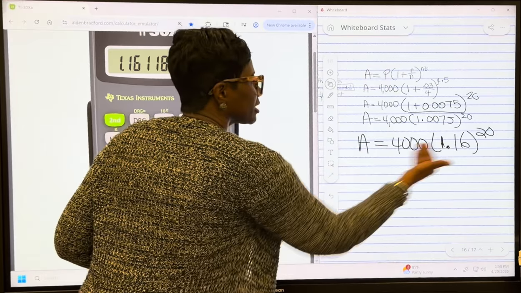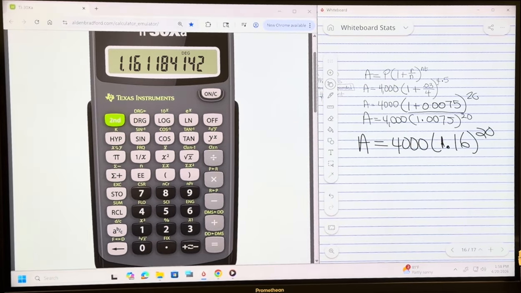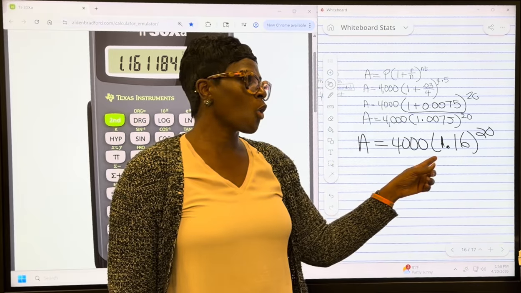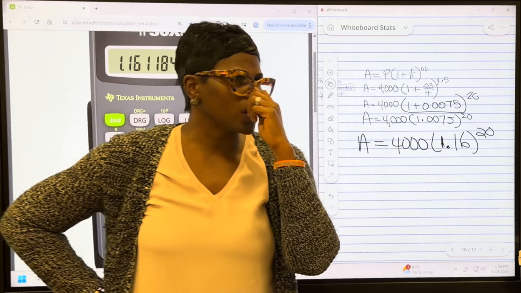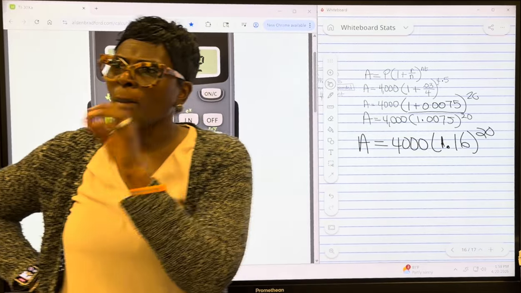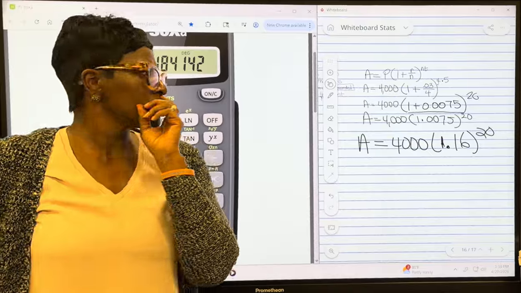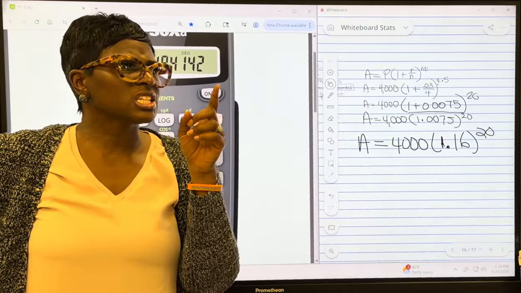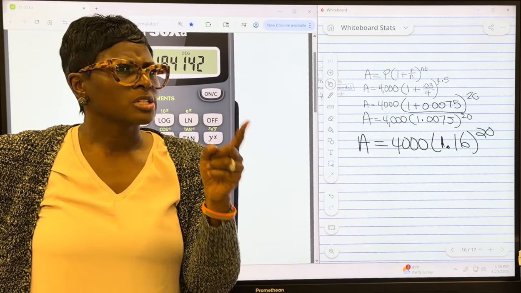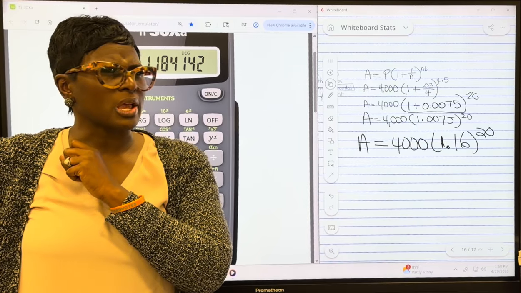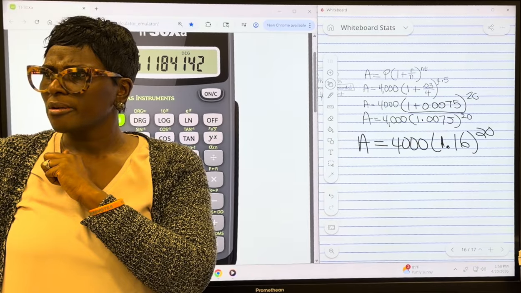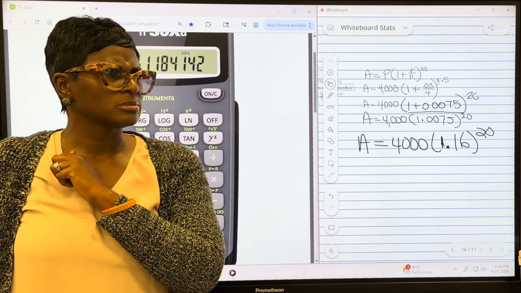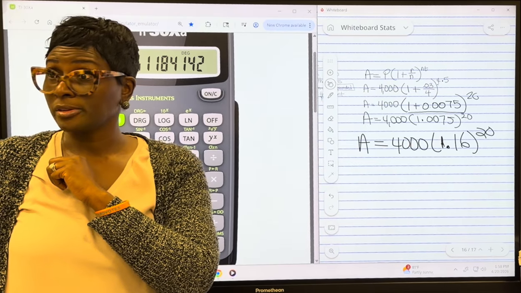Look at that. Growth or decay? Growth. Now, what does this mean? You are going to get all your money plus what? 16%. But I thought you were getting 3%. Well, you're getting your money plus that.